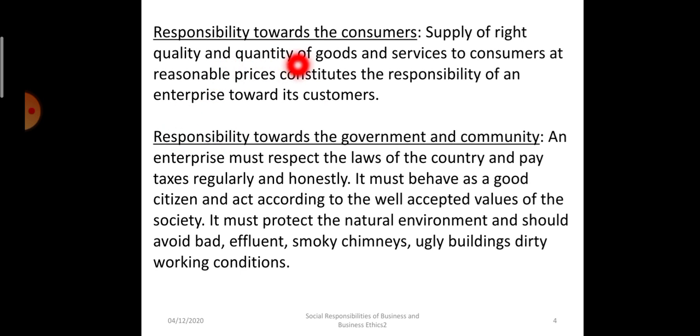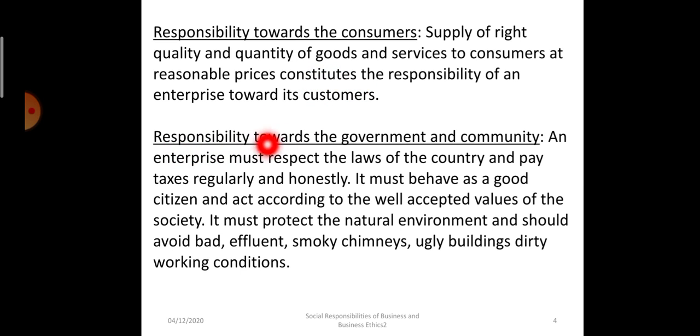It should even educate the consumers on how to use the products, how optimum benefit will be received, how to use it, how to take care of the product. Everything should be educated. This is the responsibility of business towards the consumers, other than good quality and quantity of goods at reasonable prices.